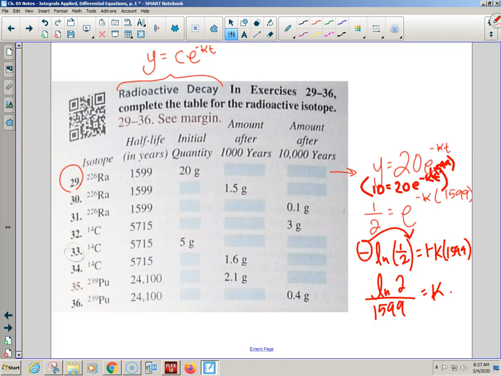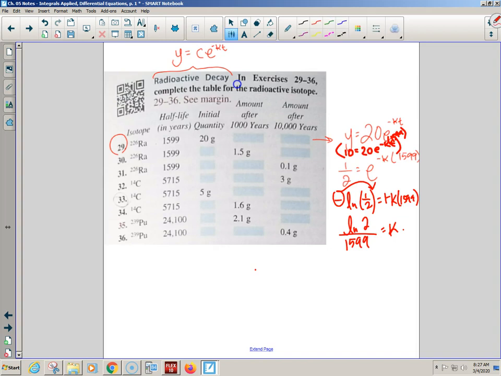But wait a minute, that's not actually what they were asking for. I mean, we needed it. What are they actually asking us to do in order to fill in the rest of the table, guys? Find the value. So I needed my nifty equation of my initial e to the negative ln of 2 over 1599 times t.